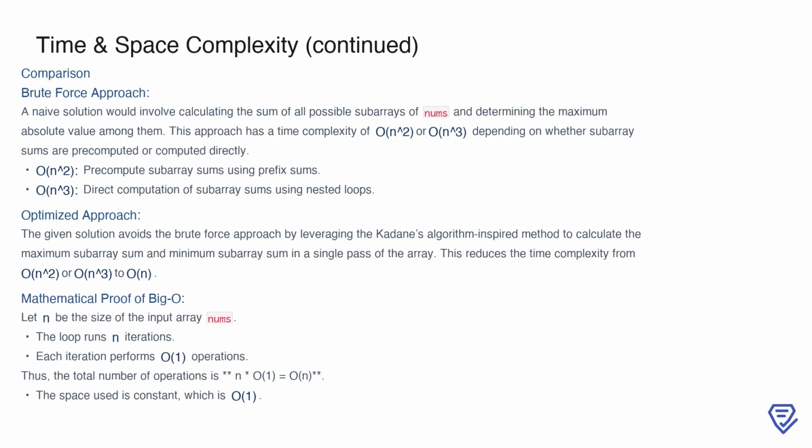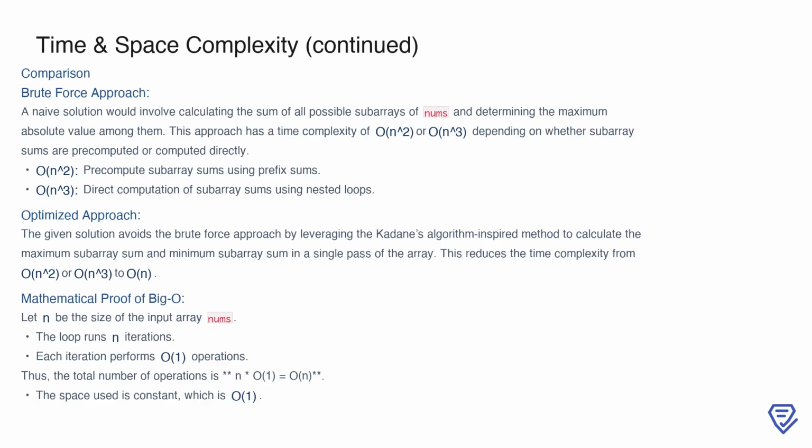To understand the efficiency of the optimized approach, let's compare it to a brute force method. A naive solution would involve calculating the sum of all possible subarrays of nums and then finding the maximum absolute sum among them. Depending on how the subarray sums are computed, this could lead to a time complexity of O(n²) if prefix sums are pre-computed, or O(n³) if nested loops are used directly to calculate each subarray sum.